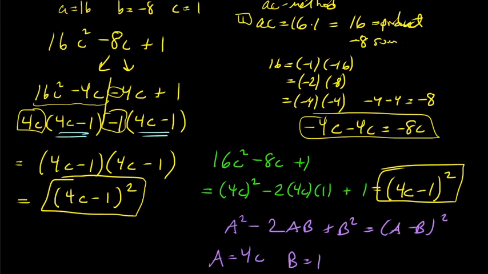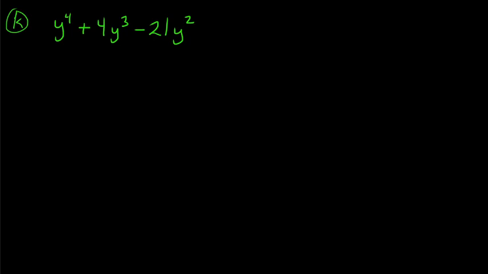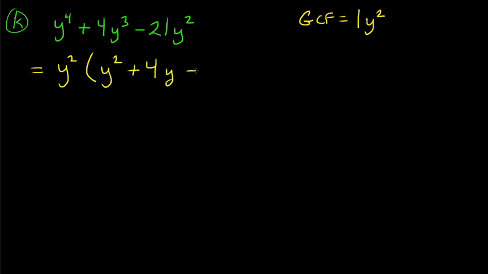Okay, moving on to K. Okay, y to the fourth plus 4y cubed minus 21y squared. GCF is not 1, it's y squared, right? The smallest power of y is 2. So that means we can factor out the y squared, leaving us with y squared plus 4y minus 21.